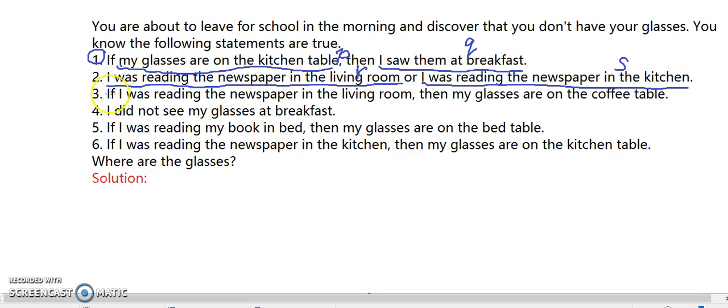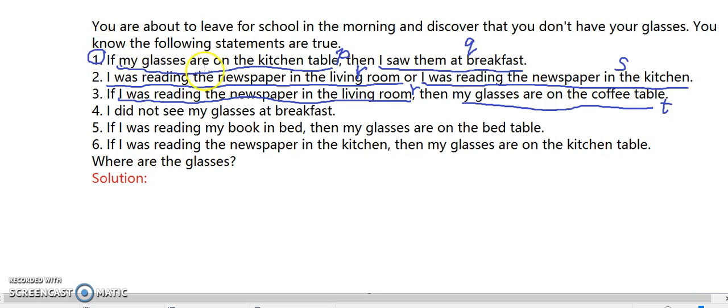Now the third statement: if I was reading the newspaper in the living room, then my glasses are on the coffee table. So I was reading the newspaper in the living room. We don't have to use a new symbol because we already have it in statement 2. So this is the same as R. And my glasses are on the coffee table. This is a new one because what we had before, P, was on the kitchen table. So let's call this a T.